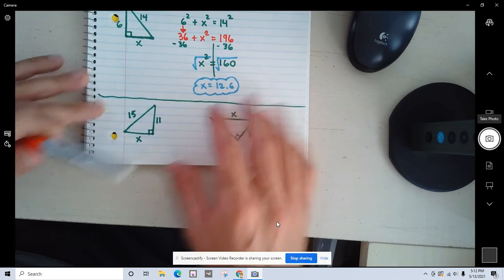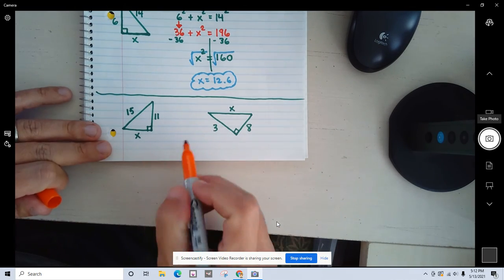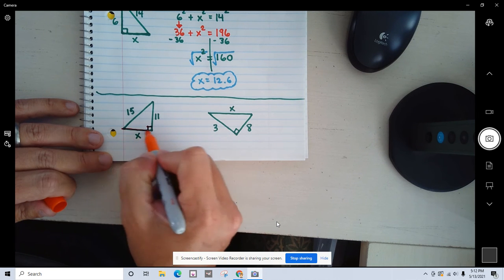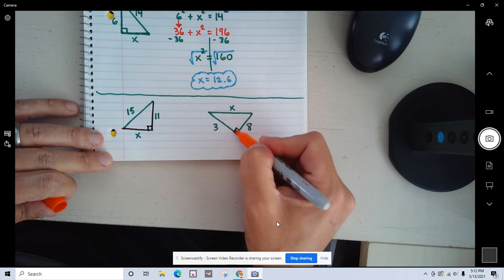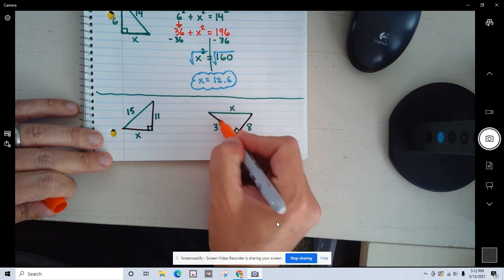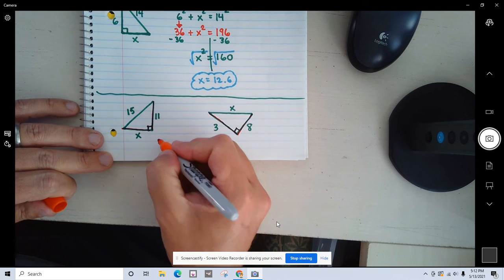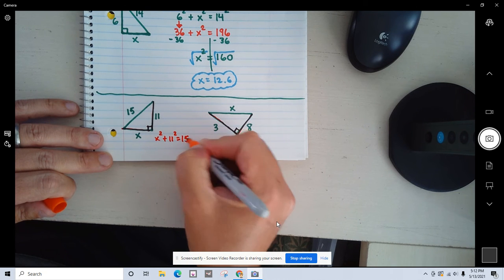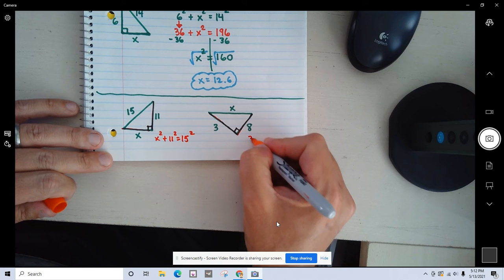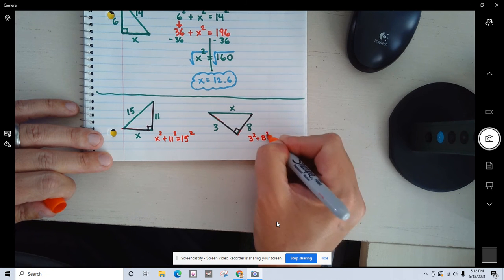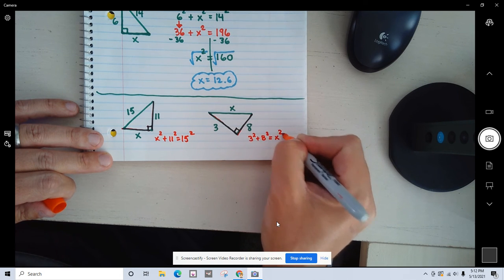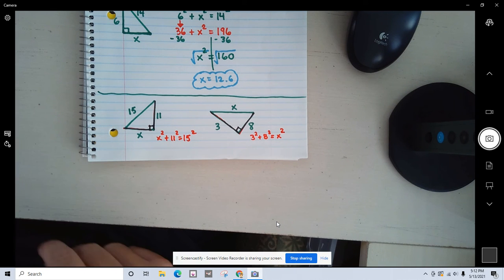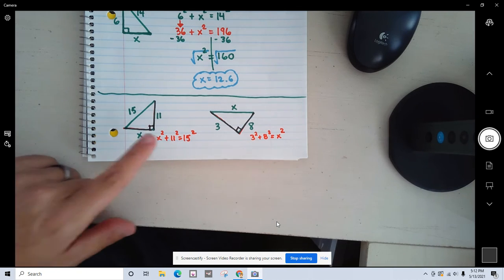So now if I was going to look at this, make sure you identify your legs. Where's the right angle? All right, where's the right angle? What creates it? What's touching the right angle? Those are your legs. So this problem would have x squared plus 11 squared equals 15 squared. This one's going to have 3 squared plus 8 squared equals x squared. All right, go ahead and solve these now. Give me an answer for this guy first.